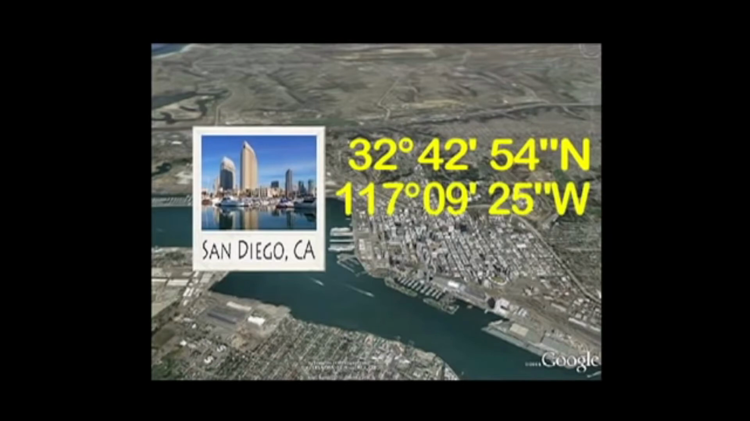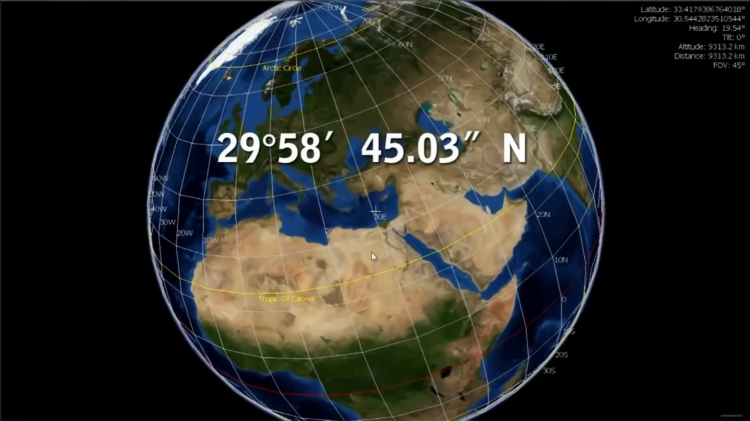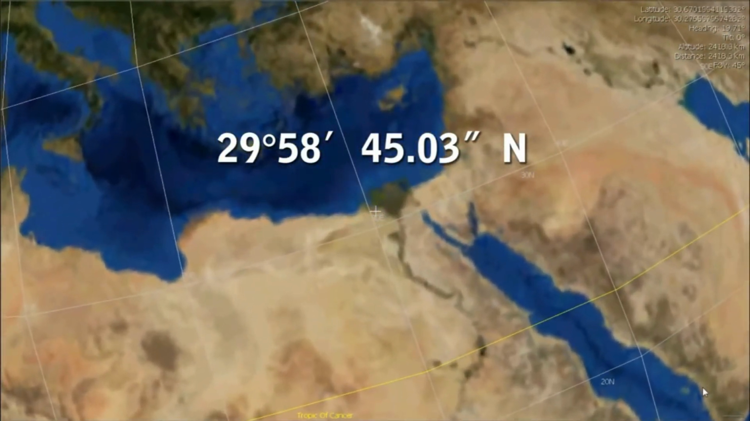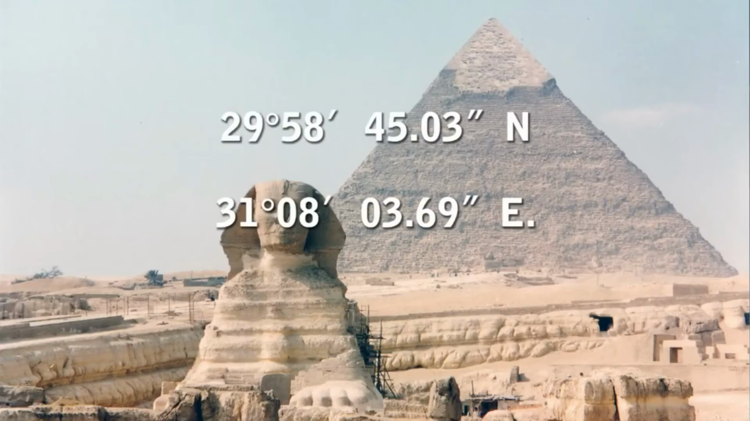Using latitude and longitude, the precise location of San Diego, California can be written as 32 degrees, 42 minutes and 54 seconds north latitude and 117 degrees, 9 minutes 25 seconds west longitude. Another example, the coordinates for the Pyramid of Giza are written as 29 degrees, 58 minutes, 45.03 seconds north, 31 degrees, 8 minutes, 03.69 seconds east.